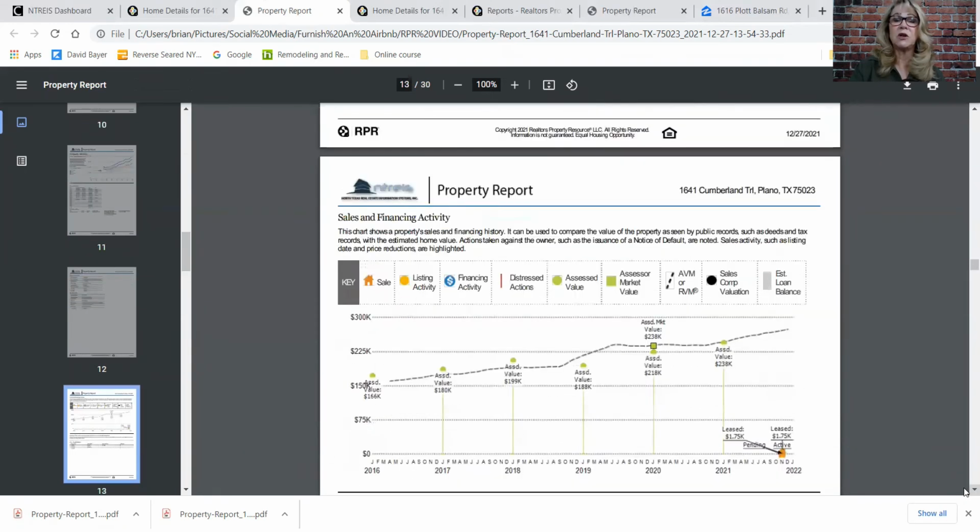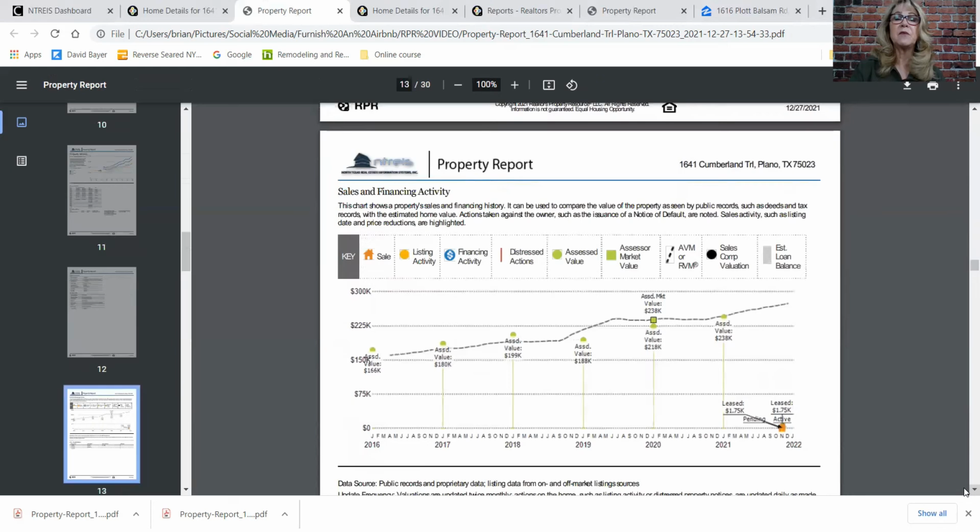Man, I'm trying to get to the really cool reports. This is just the sales and financial activity. So there's a lot of info in here. The reason I'm showing this is that if you're really into numbers, this is a great report to analyze a property that you're thinking about. You can look at, I talk about appreciating areas.